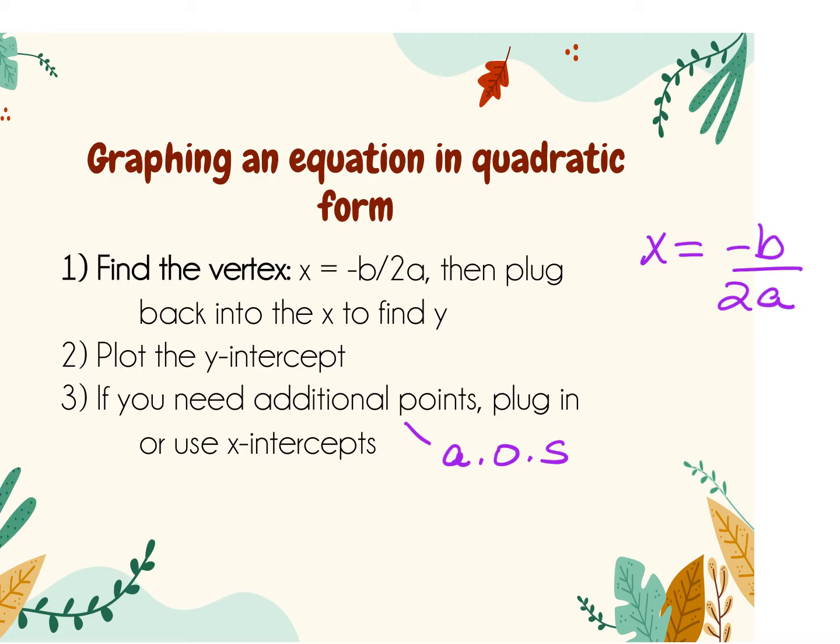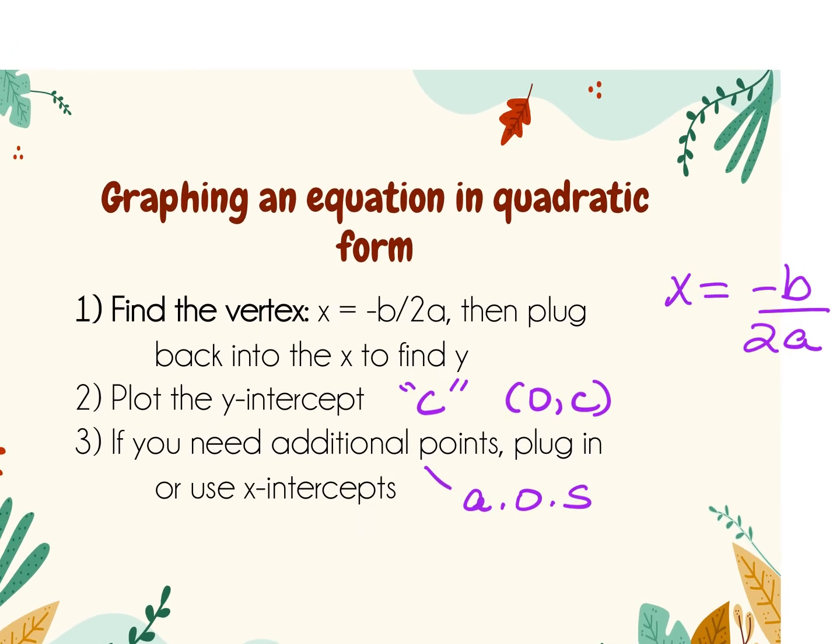When you plot the y-intercept, remember we're going to look at the c value of our quadratic form. Again, it'll be an ordered pair, and it's 0, whatever that c number is. Remember, you're going to be seeing it as f of x equals something. Remember, f of x is just the same thing as saying y equals. So let's try some examples of graphing these.